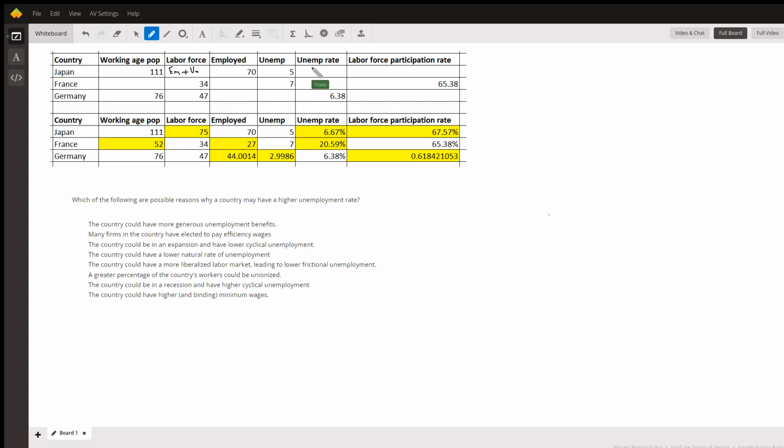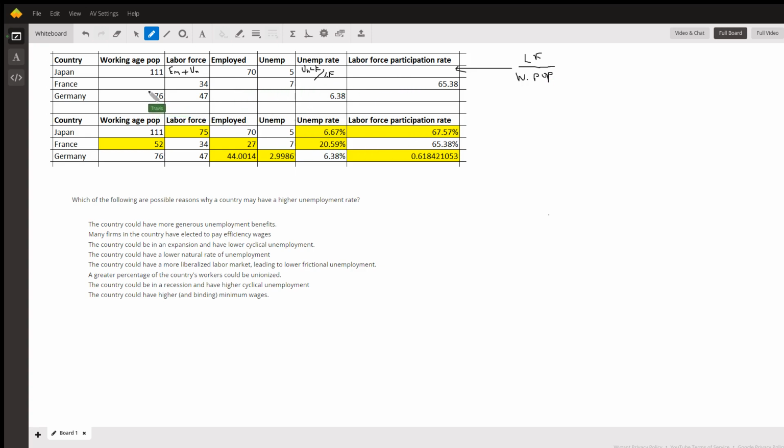The unemployment rate is the unemployed part of the labor force divided by the labor force. Write that: the unemployed divided by the labor force. And then the labor force participation rate, let me write it right here so it's a little bigger: labor force divided by the working age population, usually defined as 16 and older and non-institutionalized. So that first row, you can fill it all in and get those answers.